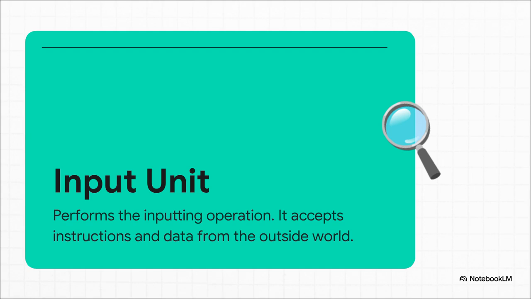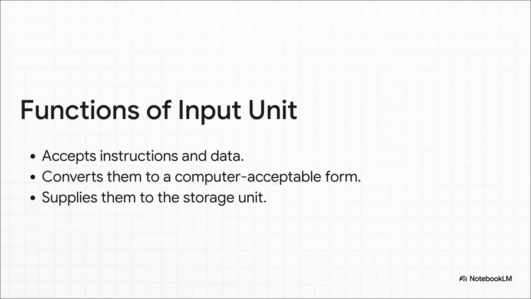Every single time you type on your keyboard, click your mouse, use a game controller, or even scan a barcode at the store, you're using an input device to talk to this unit. But it's doing more than just listening. It really has three key jobs. First, it accepts our instructions. But second, and this is absolutely crucial, it has to convert what we give it into a form the computer can actually work with. It's like a translator, turning our language into the computer's native tongue of ones and zeros. And finally, it sends that perfectly translated data over to the storage unit, ready for the CPU to work on.